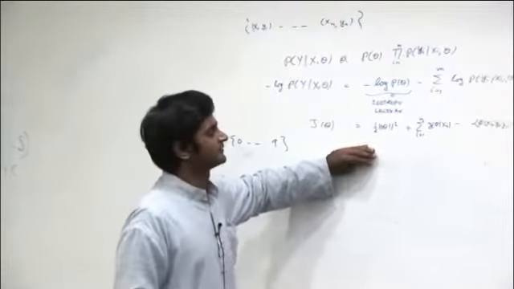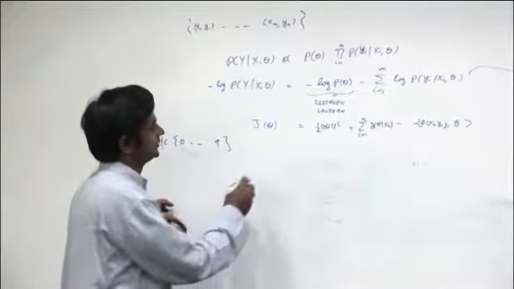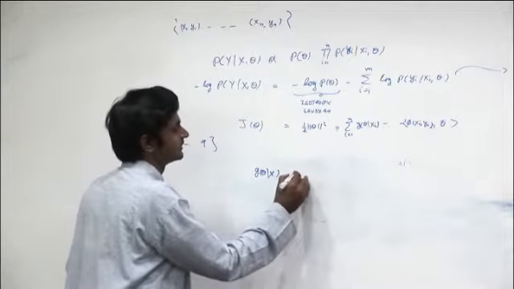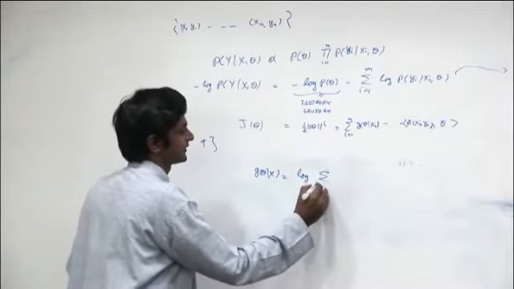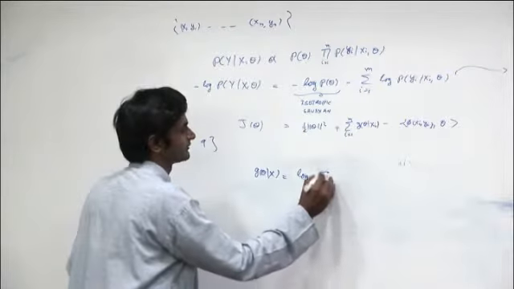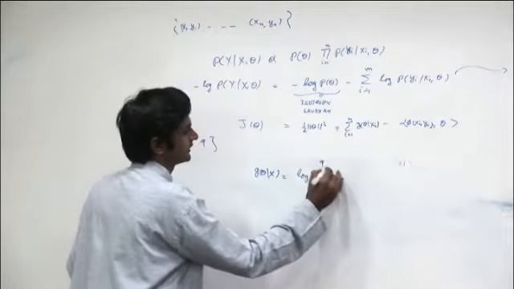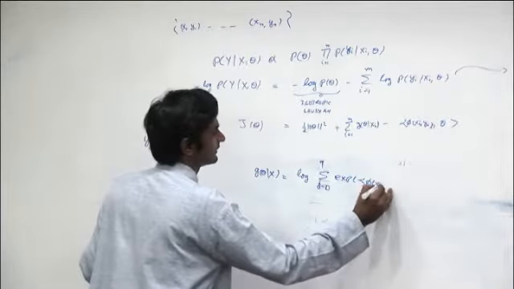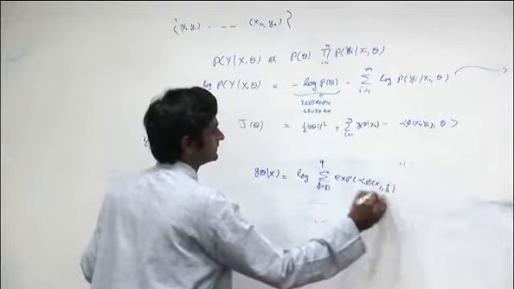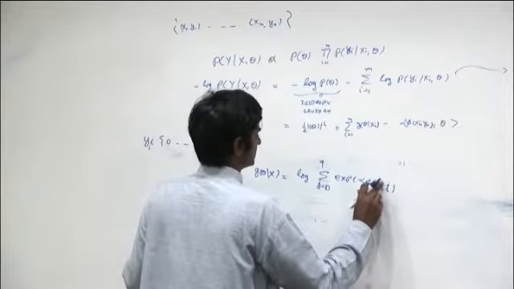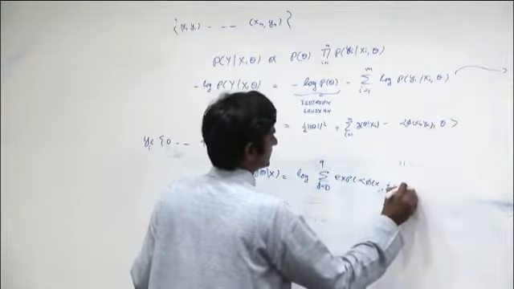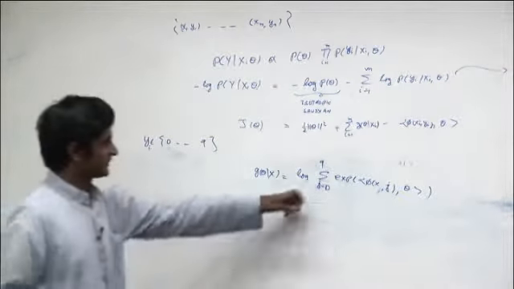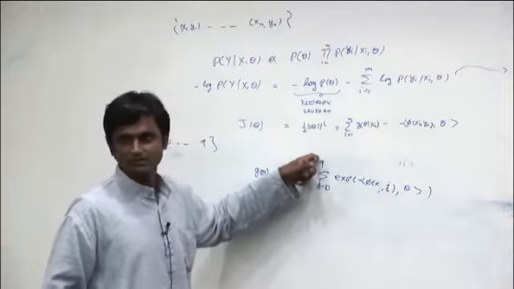The only difference being that now your g of theta, sorry, condition on x, looks like log of sum over j going from 0 to 9 of exp of phi of x, j, times theta. So now you have to sum over 10 possible values.